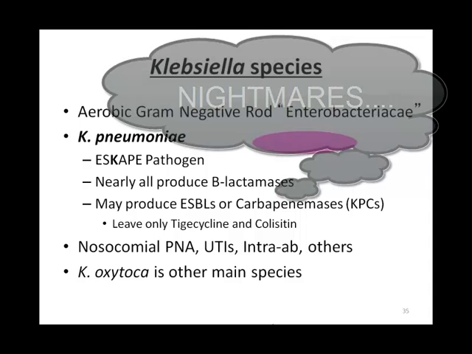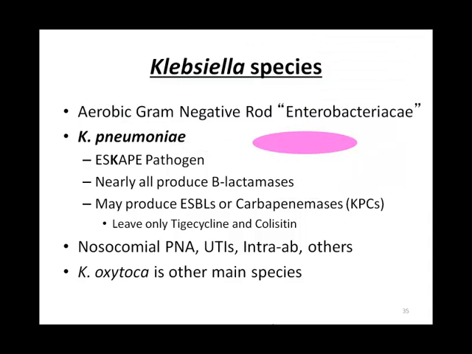KPCs are nasty. They leave us with only two other nasty antibiotics to use to treat them. That's true. Tigecycline and colistin. When you're down to tigecycline and colistin as possible therapeutic agents, you know you've got something mean on your hands. Tigecycline in and of itself has a black box warning that it increases mortality. So either you're treating infections that are really, really mean, or the drug itself increases your risk of dying, but it's the only thing you have to treat it, which is kind of a scary concept.